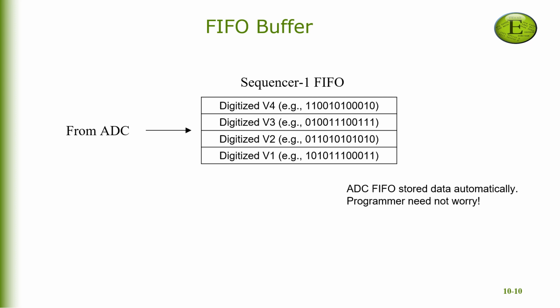The analog voltage samples from the sequence, after being digitized by the ADC, are then forwarded to the first in, first out, or FIFO buffer. In this case, it is the sequencer 1 FIFO buffer. And these are going to be stored in the same order as that of the sequence. From the programmer's perspective, the ADC FIFO buffer is going to store this data automatically in the given order, and we don't need to worry about explicitly or even implicitly programming the ADC FIFO buffer for the task.